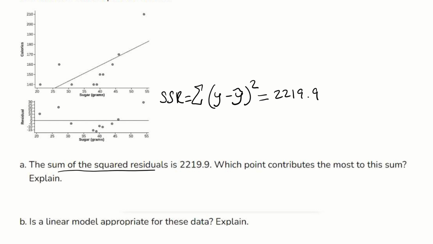Which point contributes the most to this sum? Well, the one that's going to contribute the most is the one that is the farthest away from the regression line, right? Which is going to be this point right here. So this point is going to contribute the most because that's the farthest away. The residual here is greater. So this is a high residual, and therefore the residual squared is going to be greater. Okay, look at that. That's a pretty big square, right? Whereas from here to here is not as big of a square. From here to here is not as big of a square. The one with the biggest square is that one.